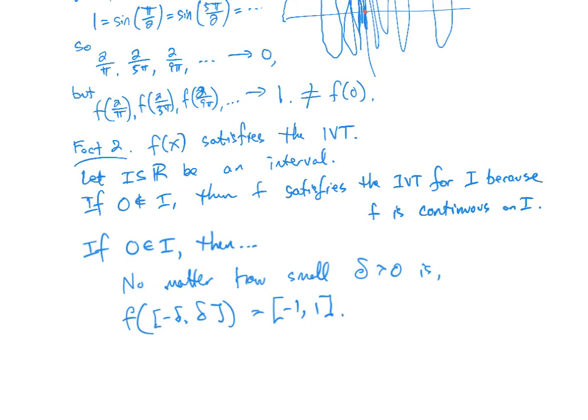So that is an example of a function that is not continuous and still satisfies the intermediate value theorem. What that means is that the converse of the IVT does not hold. Right? So satisfying the IVT is not a sufficient condition for being continuous. Okay. So that's the end of the lecture.